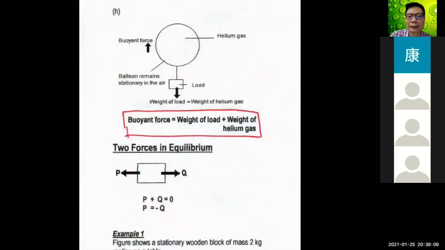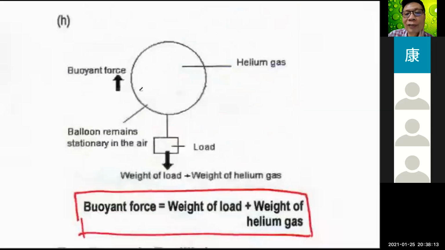Okay, now the last example, the balloon. You go and learn all the forces involved here. When the balloon is floating in the air, there are two forces. One is the weight of the load.